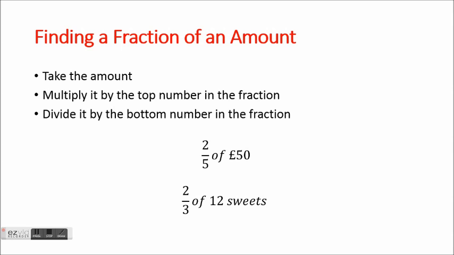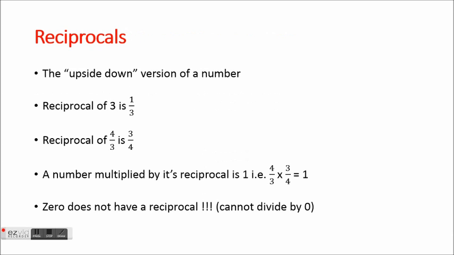So the next part is 2/3 of 12 sweets. So we multiply the 12 by the 2, which gives us 24, and then we divide it by 3, which gives us 8. So 2/3 of 12 sweets is 8 sweets.